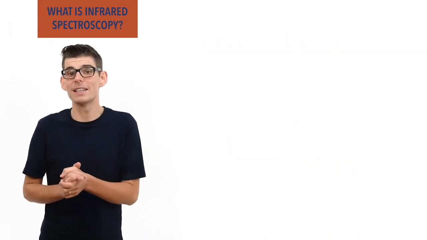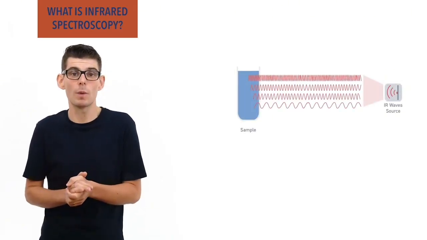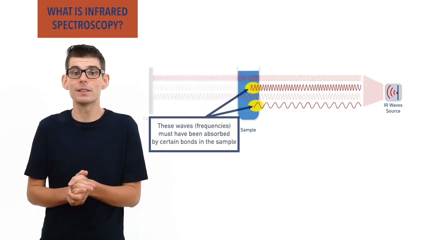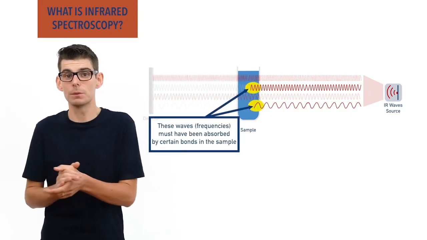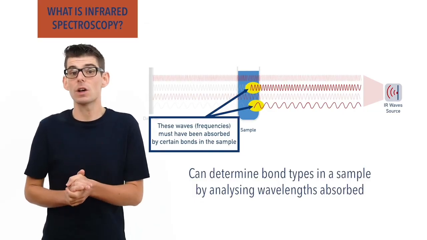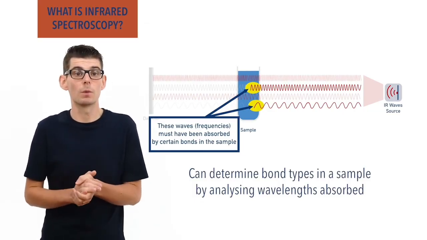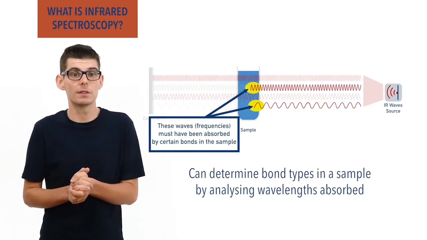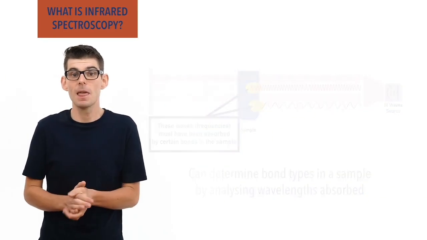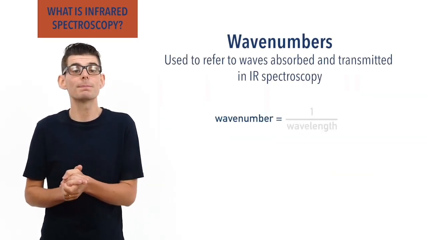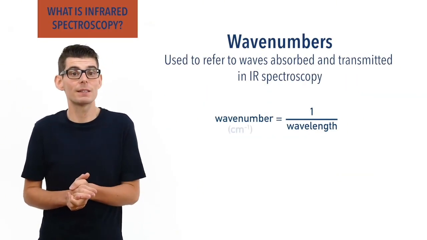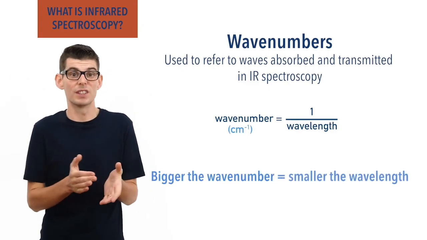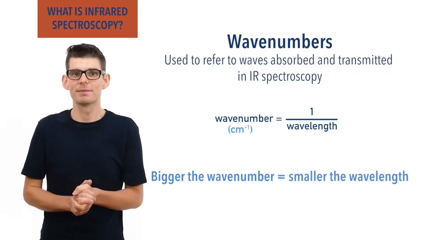By bombarding a sample with a complete range of IR waves, the wavelengths of IR that get absorbed by the sample can be analyzed and the types of bond in the molecule found. Wavelengths are used to distinguish between different IR waves. However, wavelengths are very small, meaning wave numbers are used instead, to make things easier. A wave number is just 1 divided by wavelength, with units of centimeter to the -1. The bigger the wave number, the smaller the wavelength, and the higher the energy of the wave.